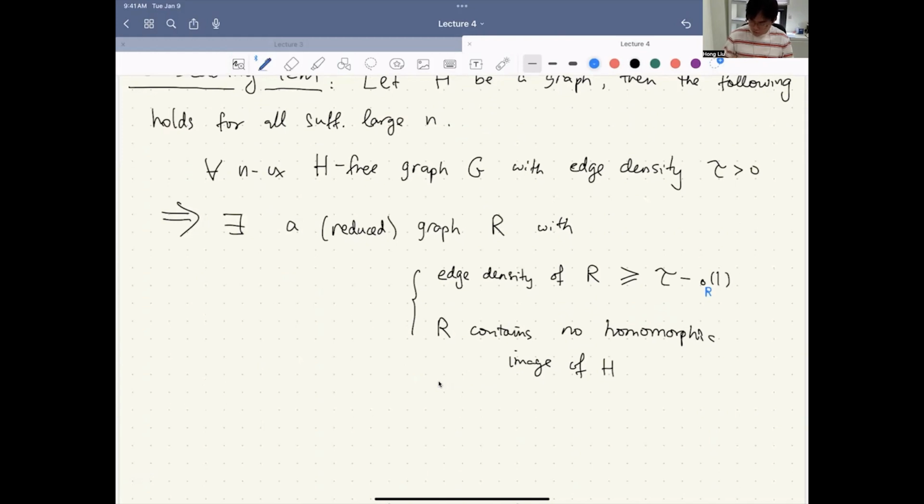Actually, why don't we give a definition. This means what?